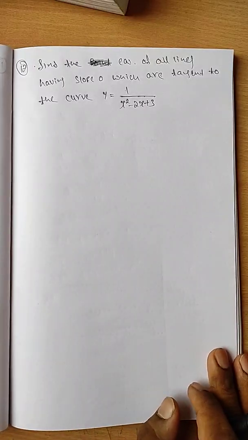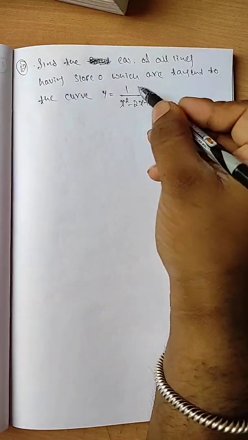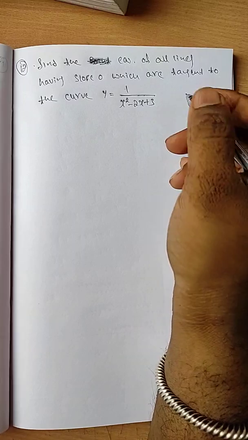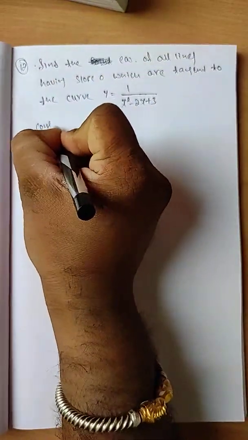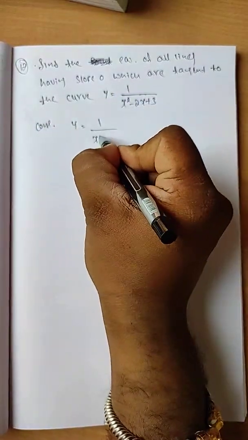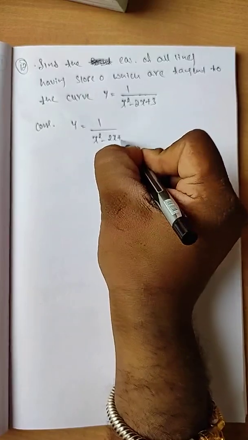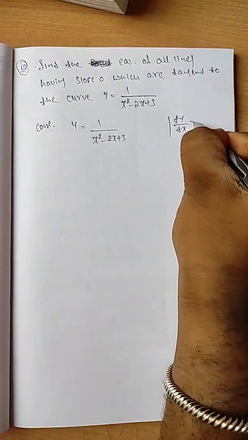Okay students, now we will go for the next problem. Find the equation of all lines having the slope 0 which are tangent to the curve y is equal to 1 by x square minus 2x plus 3. So this is the given question that we consider. So y is equal to 1 by x square minus 2x plus 3. They clearly mention that dy by dx is equal to 0.